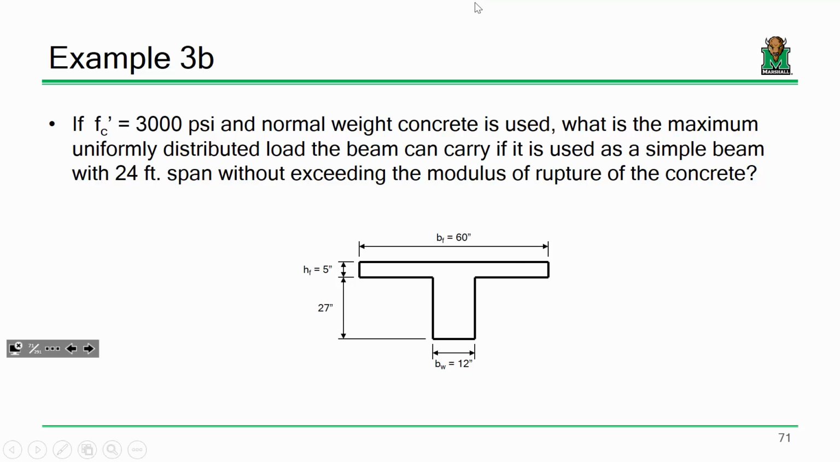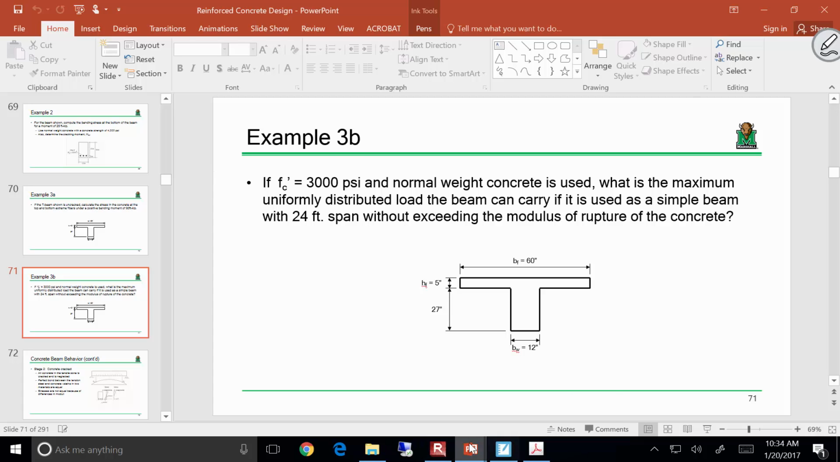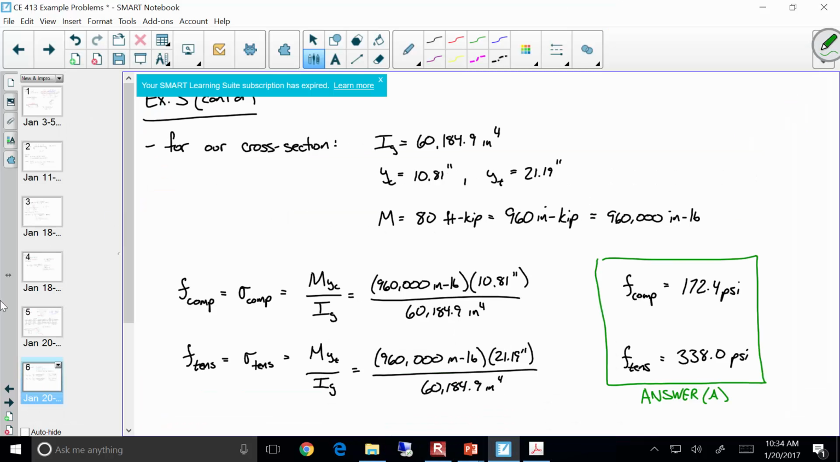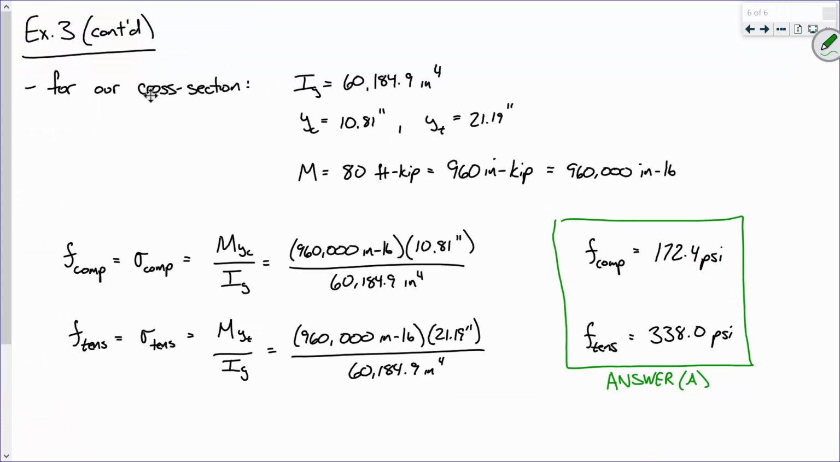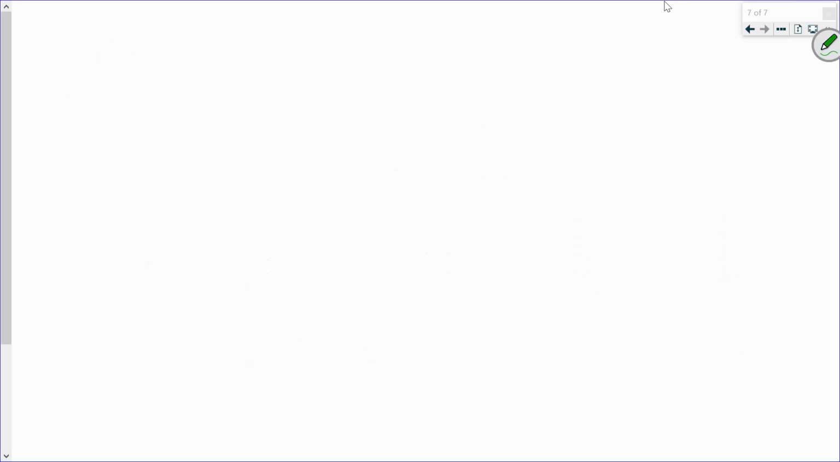So we're looking at the same cross-section we did before, so we don't have to go through and compute all those properties because we've already got them. Everybody got this? Okay. All right. Oh, pen got all tangled up. Okay, so here we've got a little bit more going on. We've got a section that is simply supported and it's 24 feet long. We're trying to determine how much load it can withstand before it's going to crack.